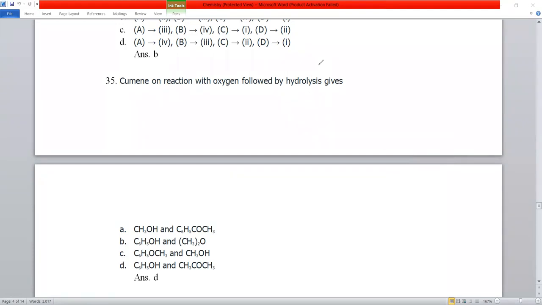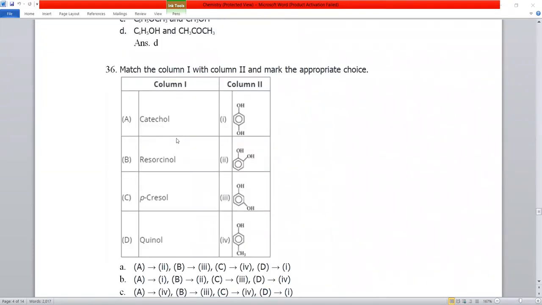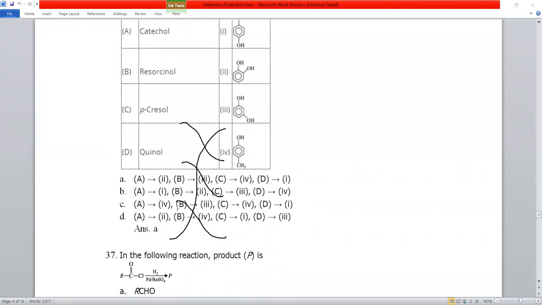Next question number 36, match column 1 and column 2. Catechol means the OH groups should be at the 1-2 position. Resorcinol, the 1-3 position, students. Paracresol is nothing but a methyl group, para-methyl phenol, at the 1-4 position. So this is exactly the matched one. Which is the correct match here? Option A is the correctly matched one.